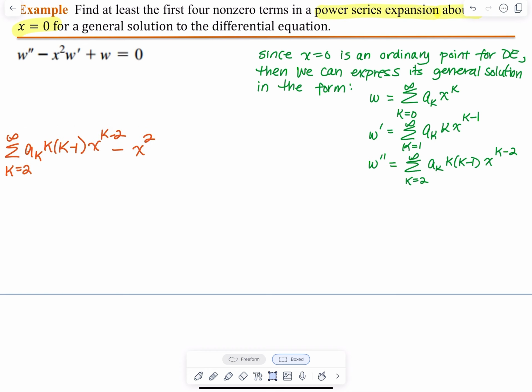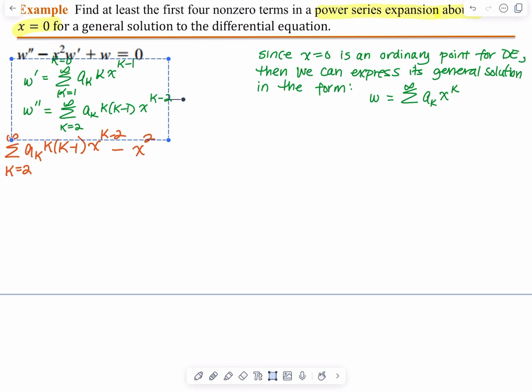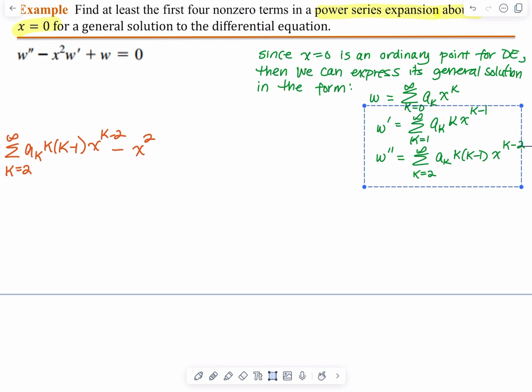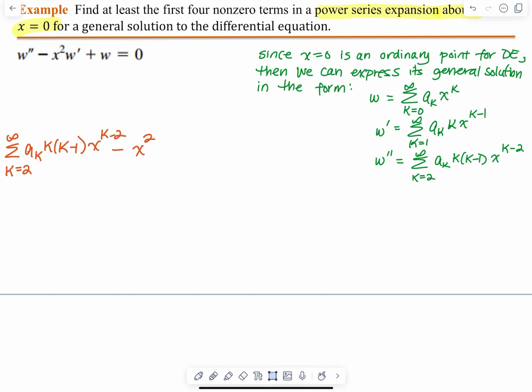And so we have, I'll just go ahead and leave them there. Okay, and then we have minus x squared times W prime, which is the sum from k equal 1 to infinity of a sub k multiplied by k multiplied by x to the k minus 1. Now we have to add W, which is the sum from k equal 0 to infinity of a sub k x to the k, and that is equal to 0.